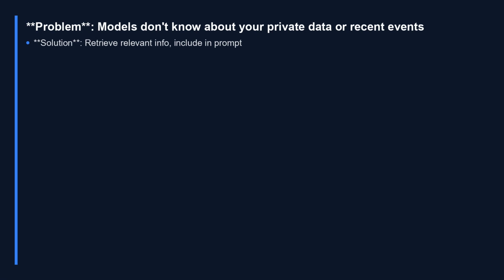Here's the fundamental problem RAG solves. Your model's knowledge is frozen at its training cutoff. It knows nothing about your internal documentation, your product database, or anything that happened last week. RAG fixes this by retrieving relevant text at query time and injecting it directly into the prompt. The model doesn't need to memorize your data. It just needs to learn how to read and reason over context that's handed to it.